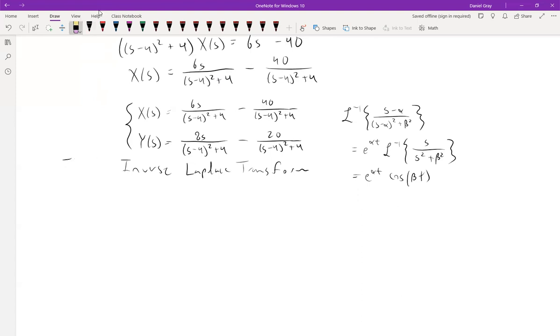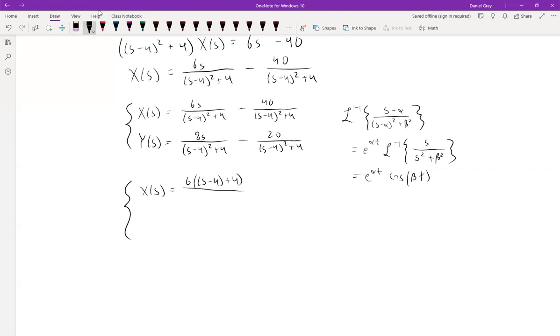So I'm going to transform this a little bit. Before I do step 3 here, I'm going to do a little bit of algebra. So my big X of s is equal to 6 times, and I'm going to write this as s minus 4 plus 4. Sorry, I said s minus 2 plus 2, I meant s minus 4 plus 4. There we go.